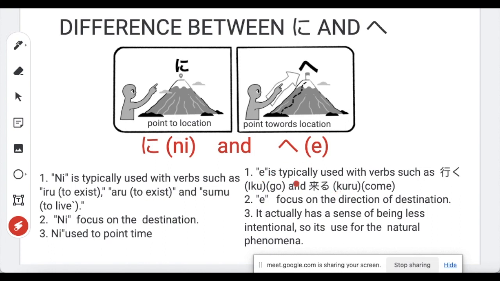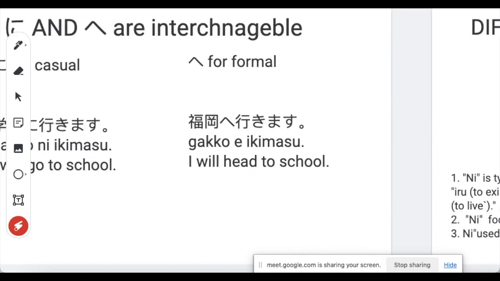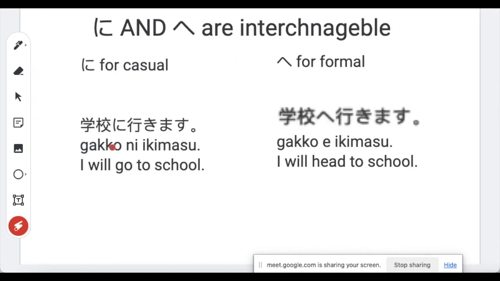OK, so these are the ones to just memorize. There are three verb particles that definitely come with ni only, and this comes with e only. What is ni doing? Ni is focusing on the destination, like the picture, but e is taking help of the arrow to define the destination. E is focusing on the direction of a destination, right? Direction of destination. We saw one example, a formal one, no? Both are okay. Gakko ni ikimasu.